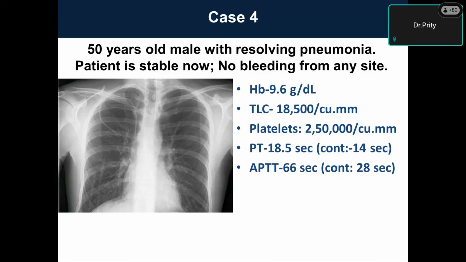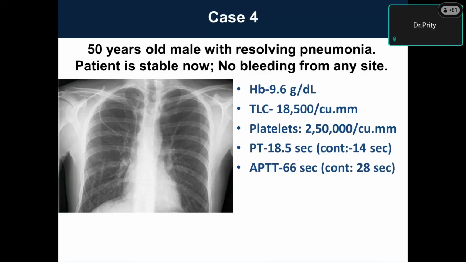50-year-old male, sir, resolving pneumonia. Patient is stable now, no bleeding from any side. Sir, according to the labs, we can see the PT is prolonged, and sir, the aPTT is also prolonged, sir. So the patient is not having any bleeding currently.